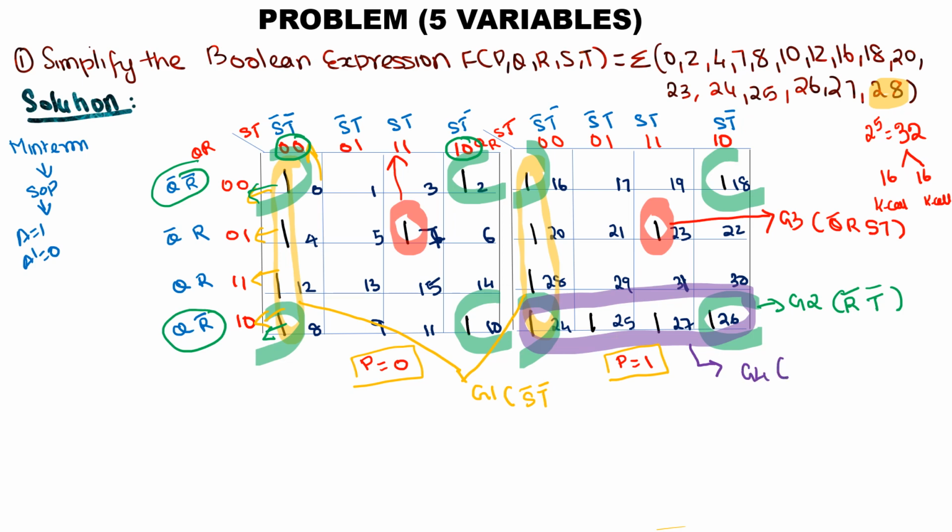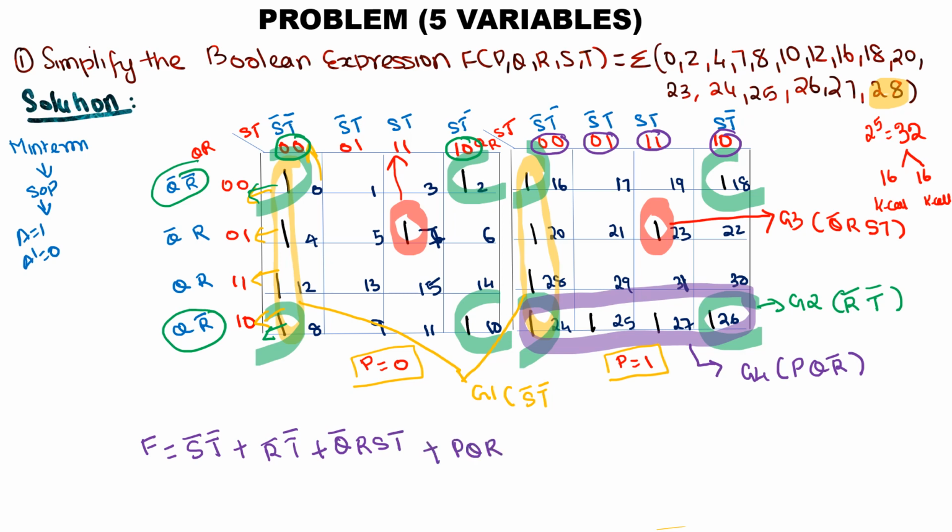Here the comparison of P is only with P equal to 1, so that will exist, and the row is also one row, that is 1 comma 0, so it is Q R complementary. If I look column wise, all these four columns have nothing to be compared in common, and so my group 4 is named as P Q R complementary. Now I could write my minimized expression, or the simplified form, as S complementary T complementary plus group 2, R complementary T complementary, plus Q complementary R S T plus P Q R complementary.